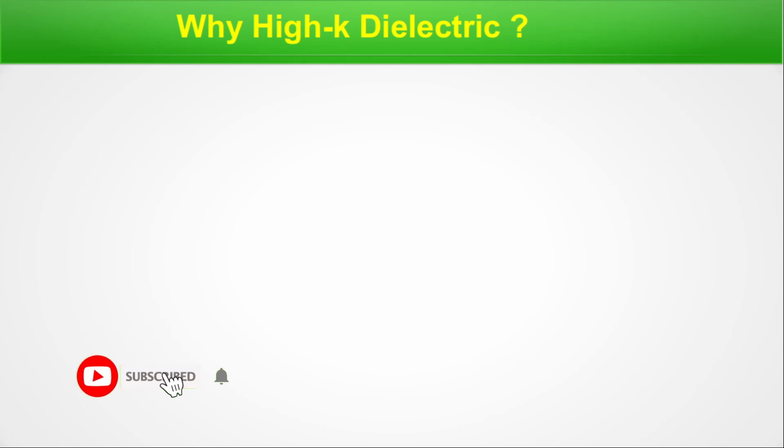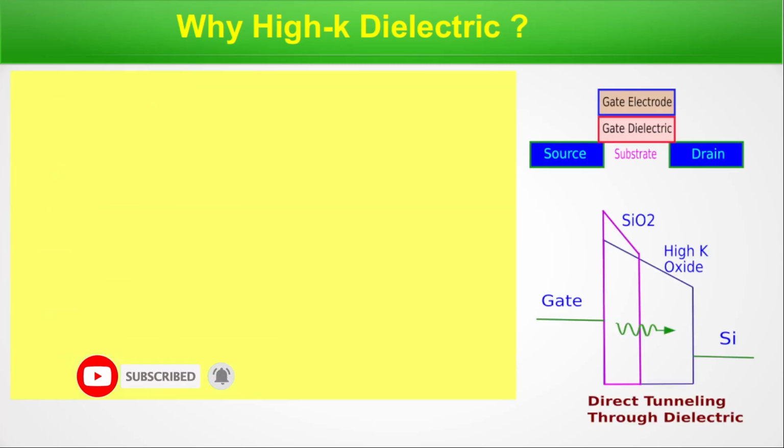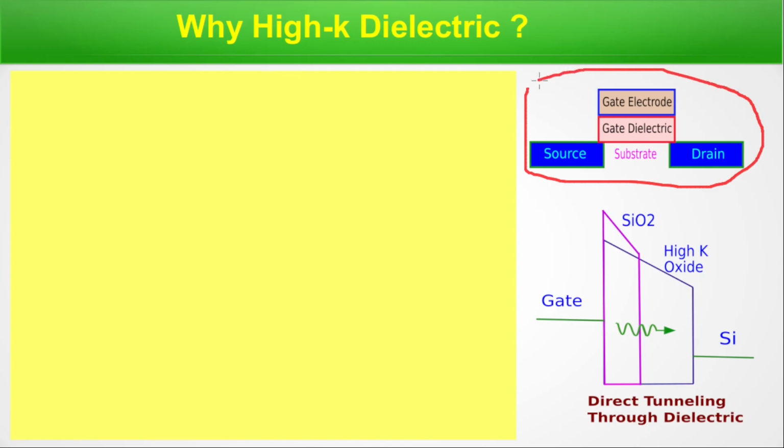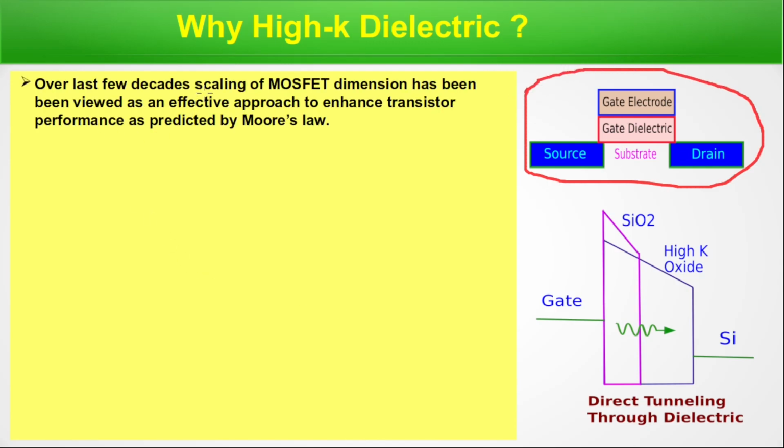Why High-K dielectric? This is a basic MOSFET structure, and here is the gate and silicon in between the gate structure. Now, over the last few decades, scaling of MOSFET dimensions has been viewed as an effective approach to enhance transistor performance as predicted by Moore's law. We have already mentioned that. Scaling includes gate oxide thickness reduction. So, the gate dielectric thickness is also reduced.